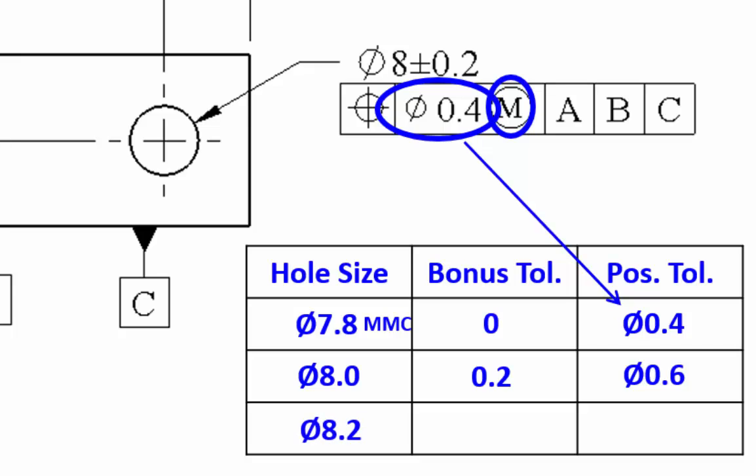Now let's suppose that the actual hole size is 8.2 millimeters, which is the largest acceptable hole size and is the least material condition. This is 0.4 larger than the MMC condition and would therefore provide 0.4 of bonus tolerance, resulting in an allowable position tolerance of 0.8 millimeters.